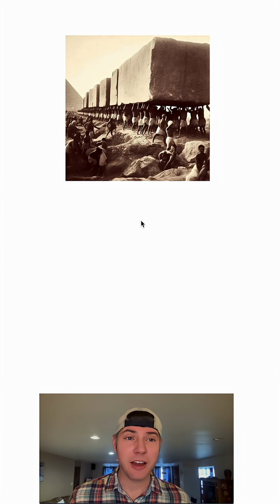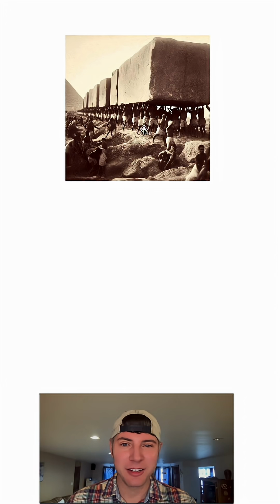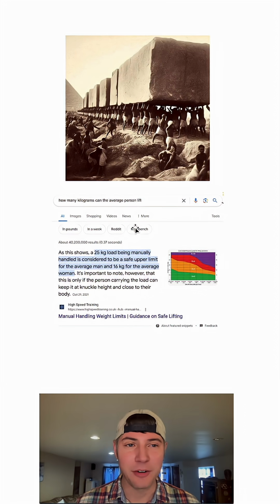Hey guys, you may have seen this photo going around of ancient Egypt that shows how they moved the giant blocks. This photograph is not authentic, and I can prove it. So let's look at these guys lifting the block. Let's Google how many kilograms the average person can lift.